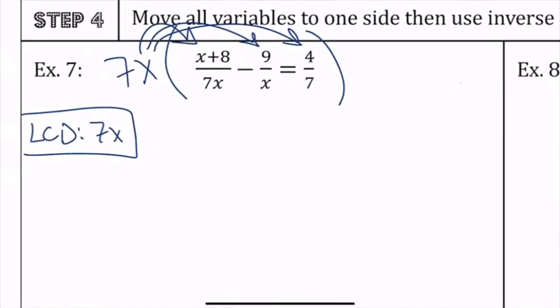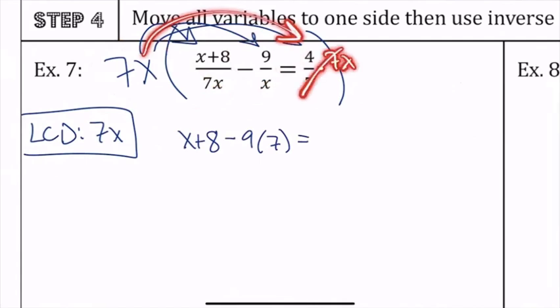So on this first one here, if I were to multiply this one times 7x, these would cancel, right? And I would just have x plus 8 left. If I go to this one, I'm multiplying this one times 7x, right? The x's would cancel, and I would just have negative 9 times 7. Like that. And then over here on this one, I'm multiplying this one times 7x. The 7's would cancel, and I would have 4 times x, like that.